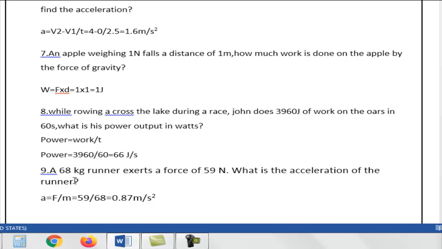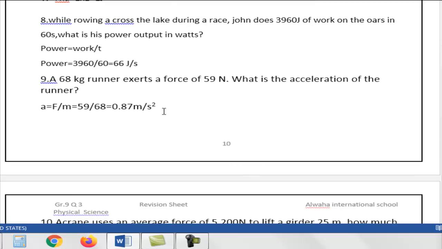Okay, number 9. Okay, we solved this problem in the choose question. Okay, we will solve it again. 68 kilogram runner exerts a force of 59. What is the acceleration? So A equals F divided by M, 59 divided by 68, so it will be 0.87 meter per second square.